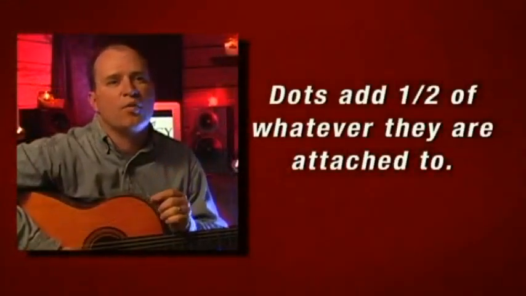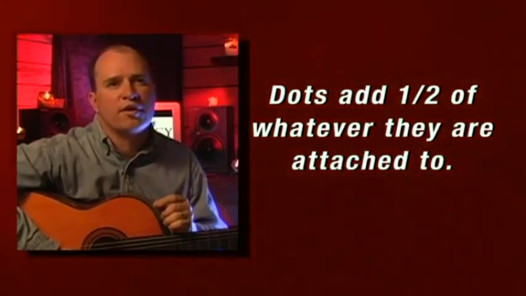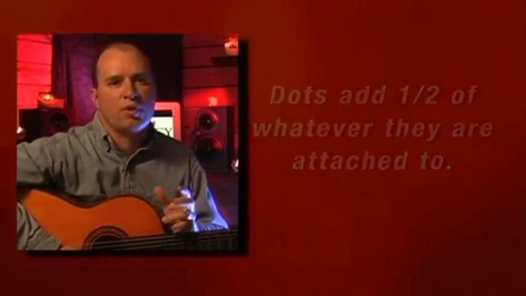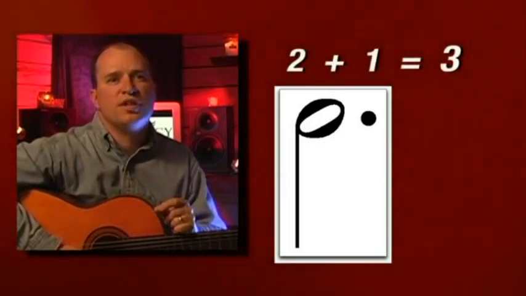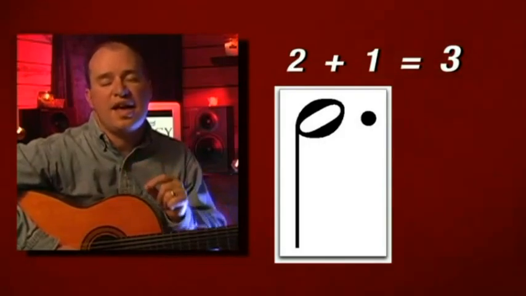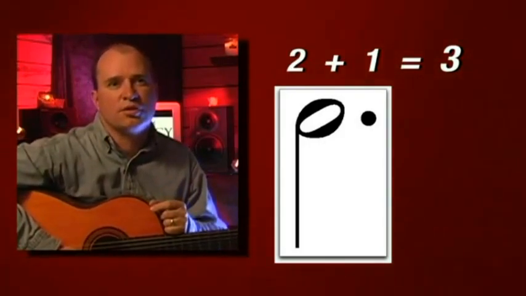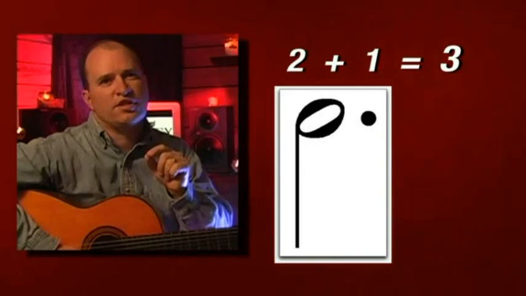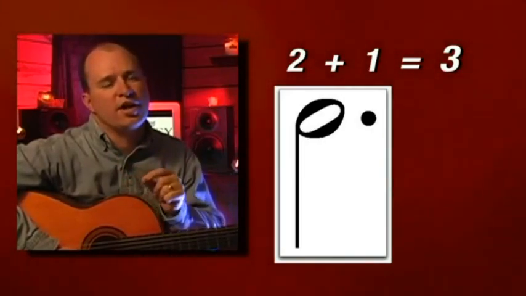The next concept we need to talk about is dots. Now, dots add something to the note. Here's the rule: dots add 1/2 of whatever they're attached to. What do I mean by that? Well, let's look at our example. In our half note example, I have a half note with a dot on it. A half note gets 2 beats. The dot, what does the dot get? The dot gets half of whatever it's attached to. So, half note gets 2, the dot would then get 1. So you add them all up together, and that gets 3.